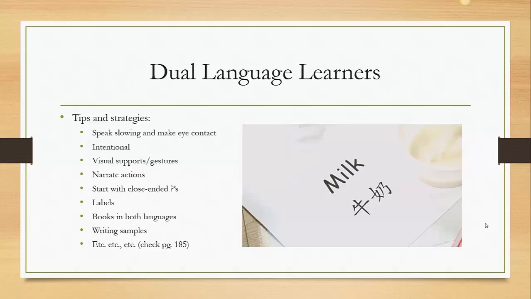Picture labels along with the word associated with it can be very helpful. Bring in books that have both languages. Use various writing samples. And you can also check out page 185 in your textbook for some additional ideas. There is one in there that I want to elaborate on, and that's posting the key words or phrases in the child's home language. So if you see in the picture the symbol for milk, I believe that's in Chinese.